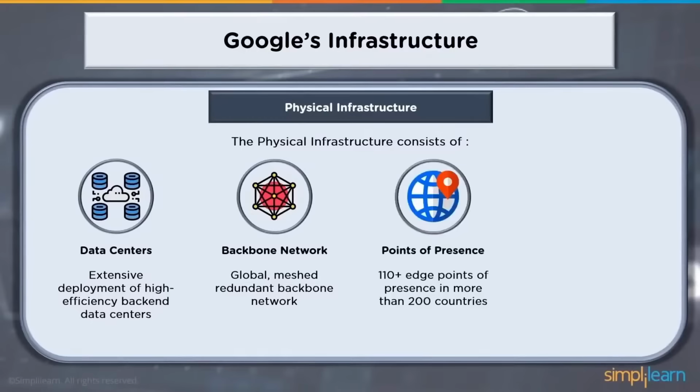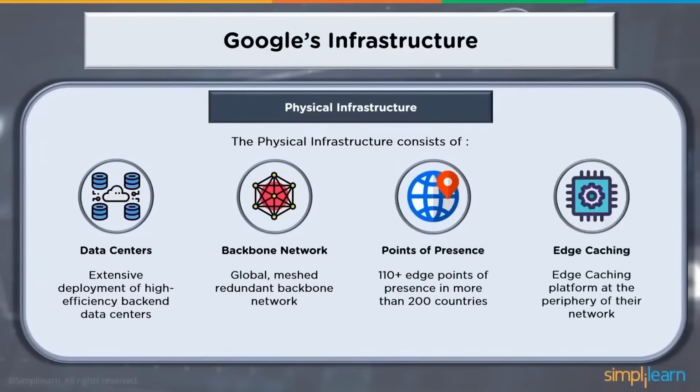Points of presence, when we talk about Google, it has 110 plus edge points of presence in more than 200 countries. And then there is the edge caching platform at the periphery of their network. So this is what defines the physical infrastructure of Google. Now there is much more to it rather than just these 4 points.